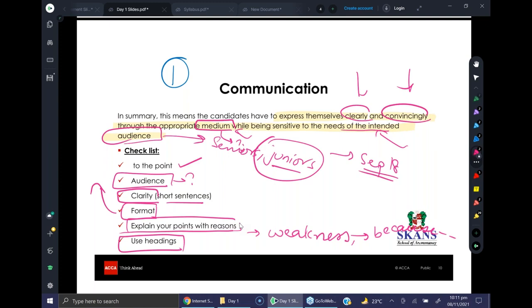So you can do all of this, or some of these elements can be used to demonstrate the communication skill in the exam. And at the end of the day, I think the most important one is going to be explaining your point with reasons, giving justifications, and with good justifications and reasons, you're very convincing and you can get most of the professional skills marks, and of course the technical marks as well. So you should be getting both types of marks simultaneously, the technical as well as the professional skill. Any questions on this quickly?